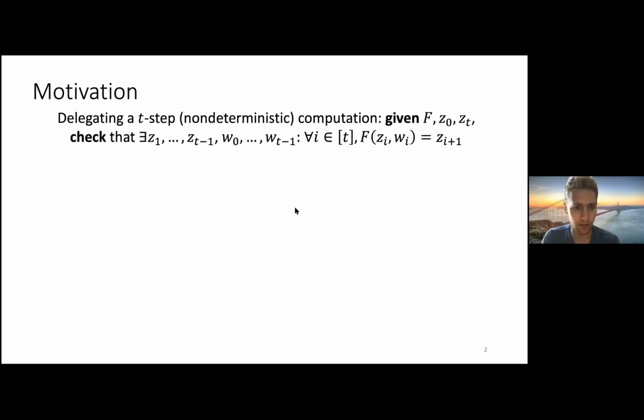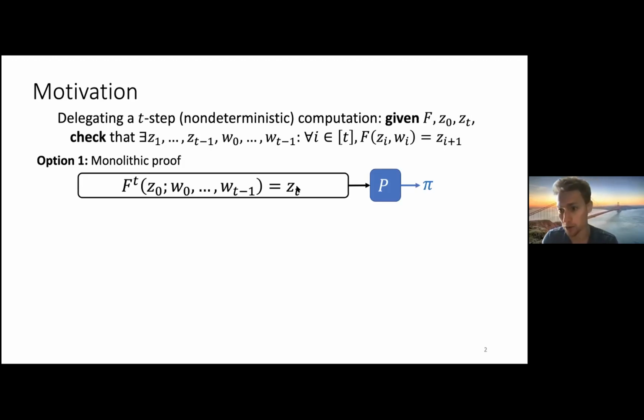So what is the motivation? What we want to do and what we achieve in this work is to delegate a long, sequential computation. This is a t-step non-deterministic computation. I have some function f and some input z0. I want to show that there exist some intermediate values and intermediate witnesses such that applying f over and over again to z0 and these witnesses, I end up with zt. So f of zi comma wi is equal to zi plus 1.